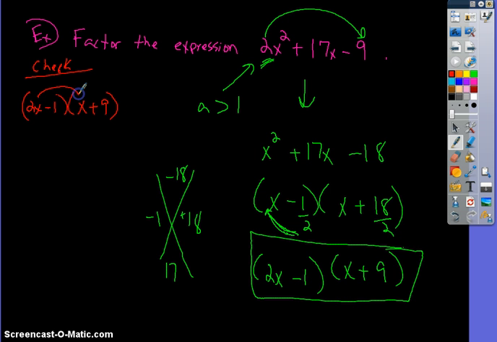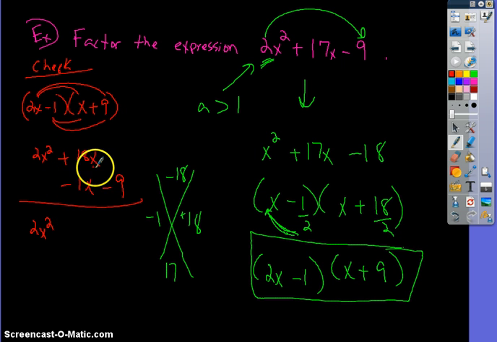So 2x times x is 2x squared. 2x times 9 is positive 18x. Negative 1 times x is a negative 1x. Negative 1 times positive 9 is a negative 9. 2x squared plus 0 is 2x squared. 18x's plus a negative 1x is a positive 17x. Subtract 9, which is exactly what we began with.